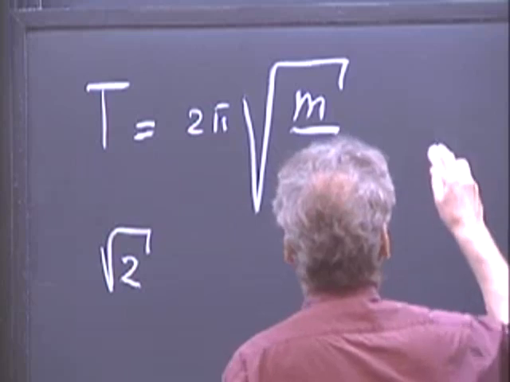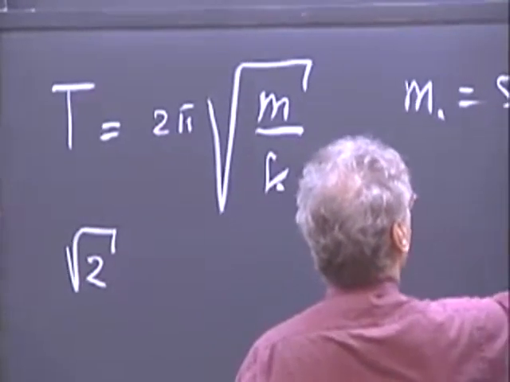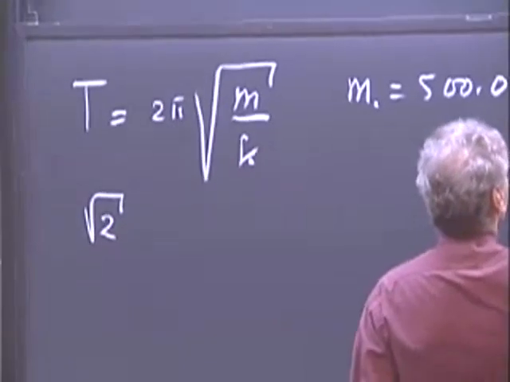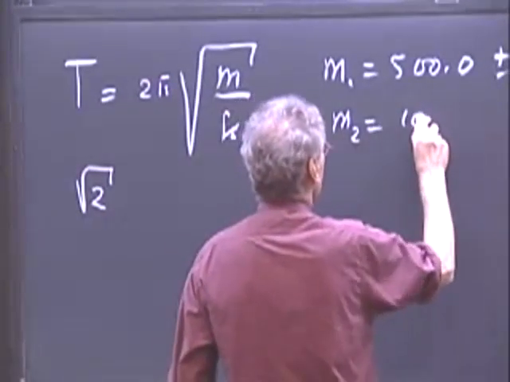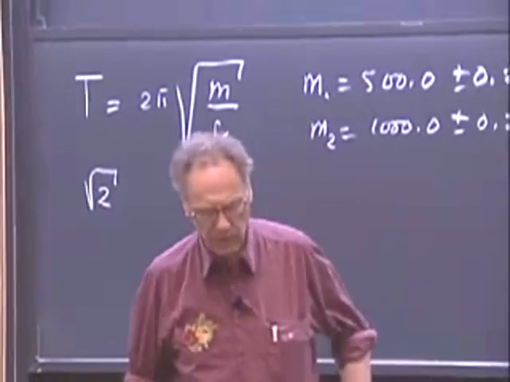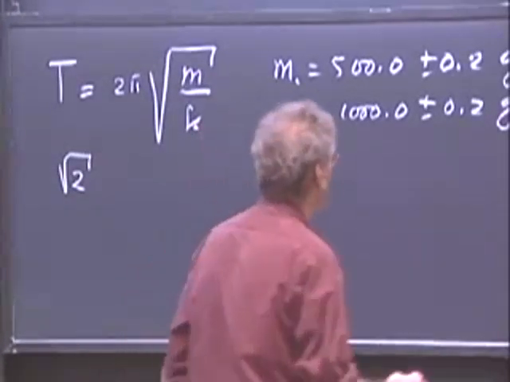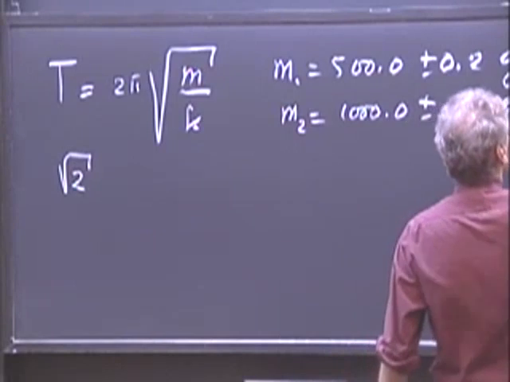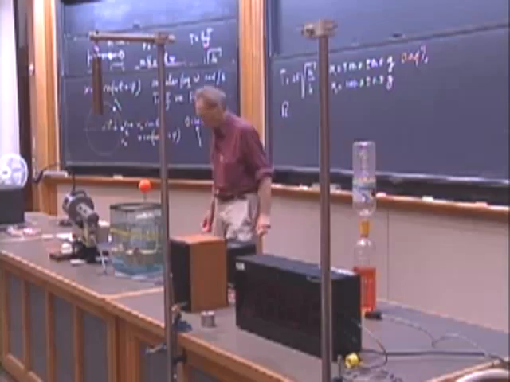Now, whenever you want to do a measurement in physics, whereby you want to compare numbers, so you have a certain goal in mind, a measurement without the uncertainty in the measurement is completely meaningless. You must know the accuracy of your measurement. So M1 is 500 plus or minus 0.2 grams. And M2 is 1,000 plus or minus 0.2 grams. That's the best we can do. That's an extremely small error. This is an error of only 0.04%. And this is only half as large.